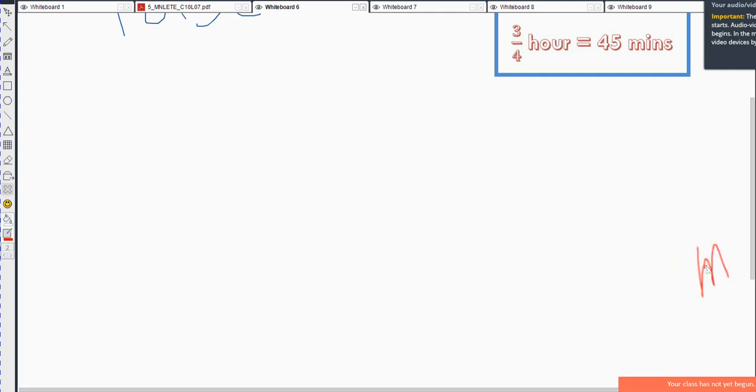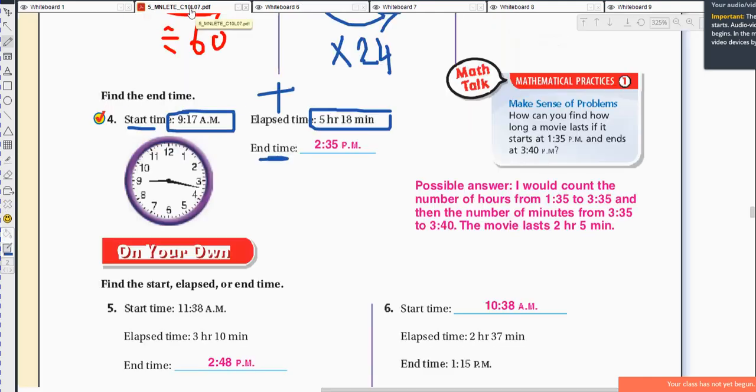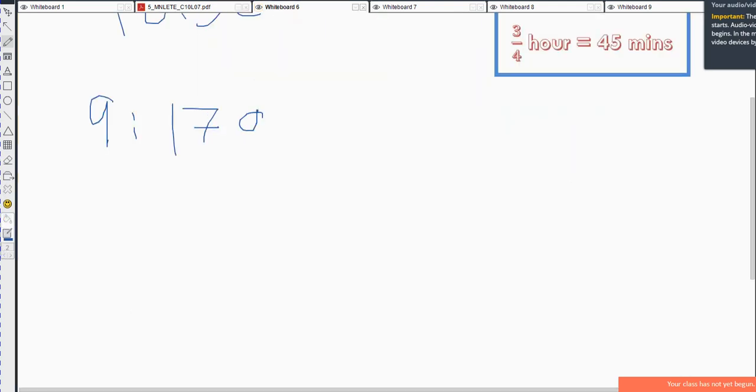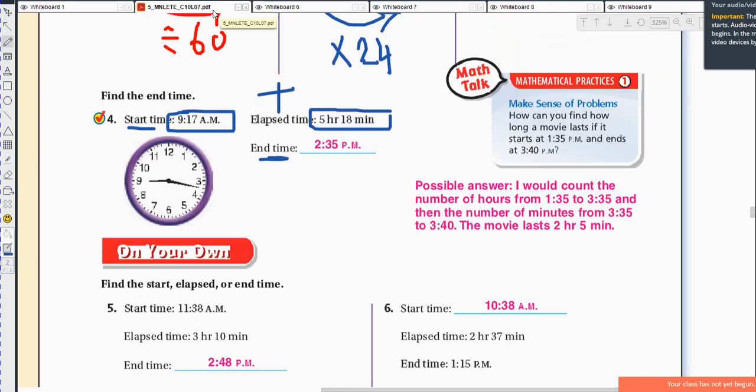9:17. Okay, 9:17 a.m. or p.m.? a.m. Yeah, so it will be 9:17 a.m. You have to make sure that you write a.m. or p.m. Okay, I will tell you why.